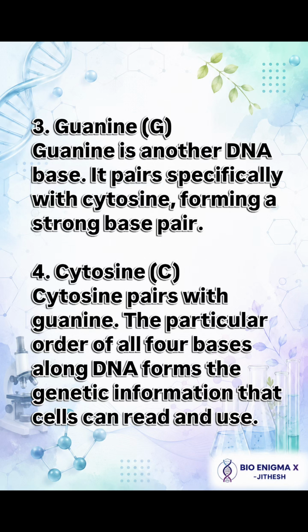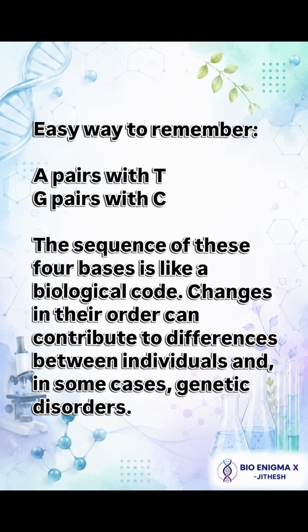4. Cytosine. Cytosine pairs with guanine. The particular order of all 4 bases along DNA forms the genetic information that cells can read and use. Easy way to remember: A pairs with T, G pairs with C.